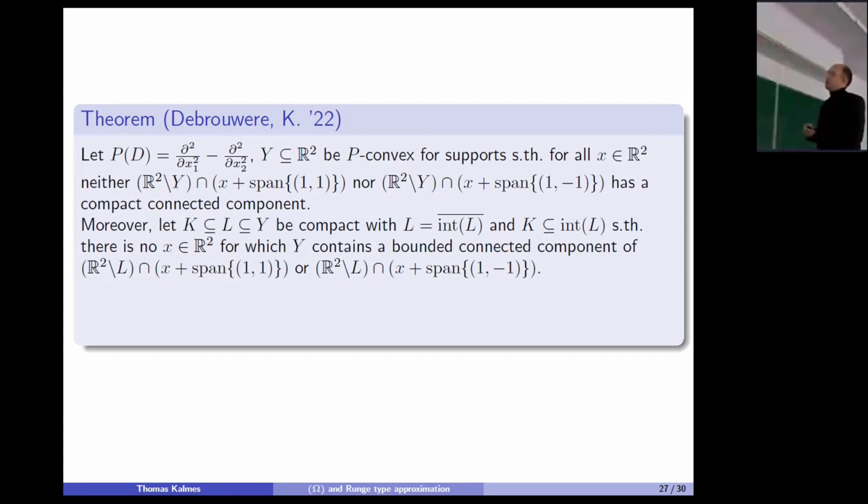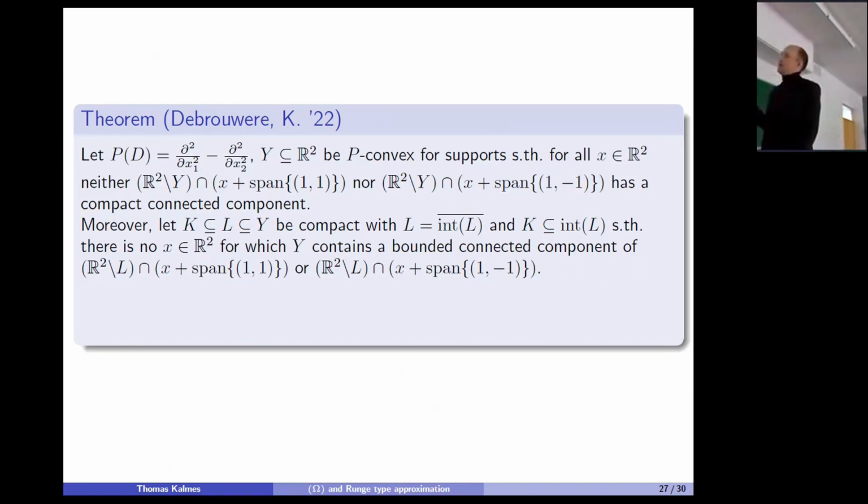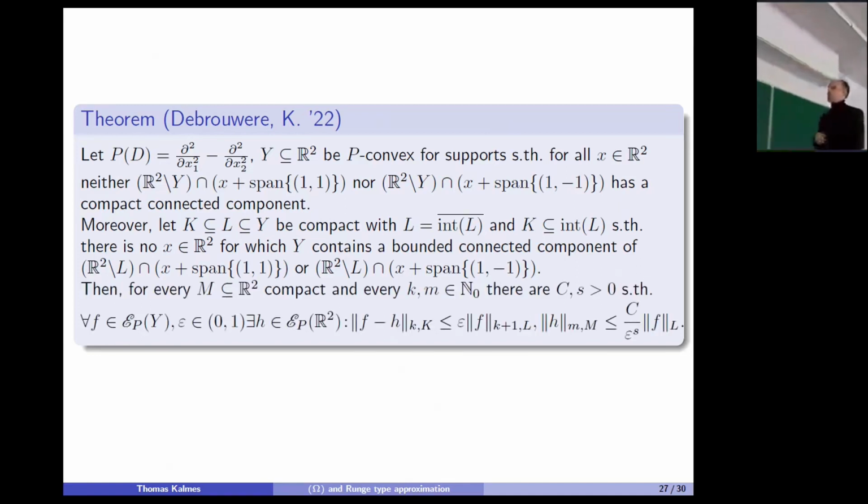And now we have a condition on the larger compact set L in order that K and L are augmentedly p-locating for this operator, which reads as follows. Of course, we have to choose again K, a subset of the interior of L, and assume that it is not possible to find an X in R2 such that Y, our small set on which we want to approximate, the complement of L intersected with the diagonals shifted by X has a bounded connected component which is contained in a small set. And then we have again a quantitative Runge type approximation theorem.